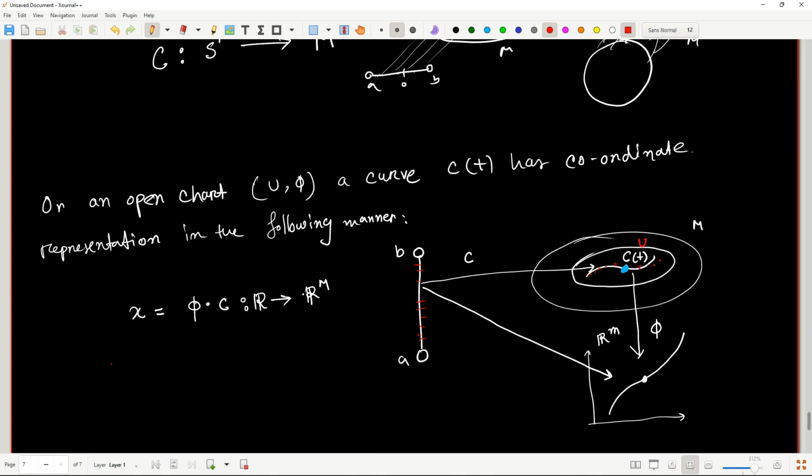So essentially this coordinate representation is coming from the composition of these maps. Okay, and what phi composed with C actually does is that it takes R to Rm. Let's say this is acting on the open interval AB. Now this is all we have to say about curves.